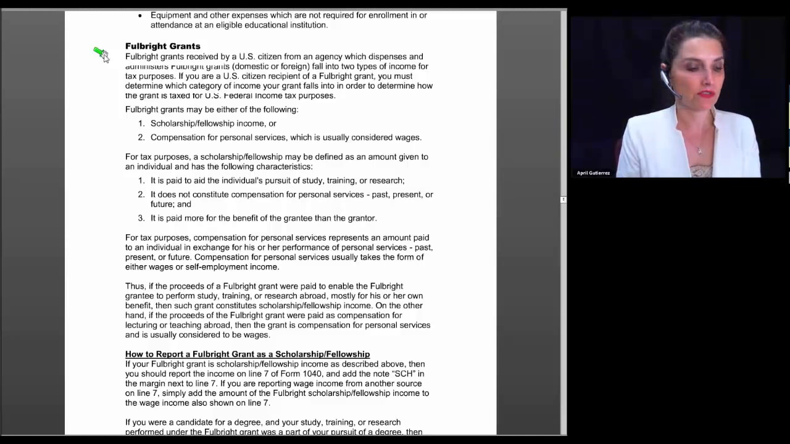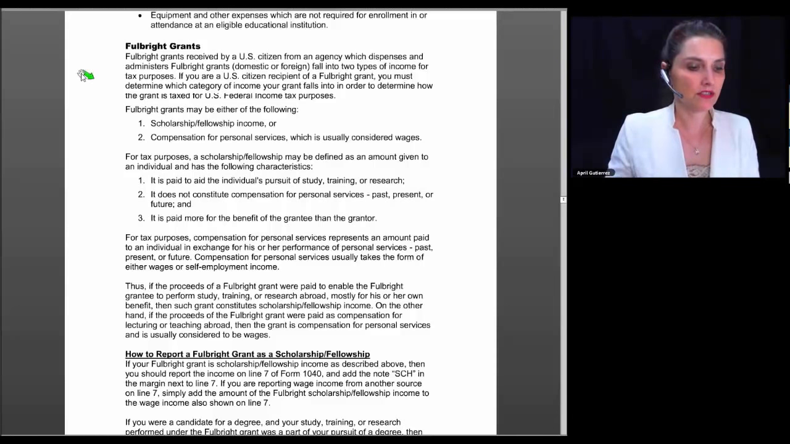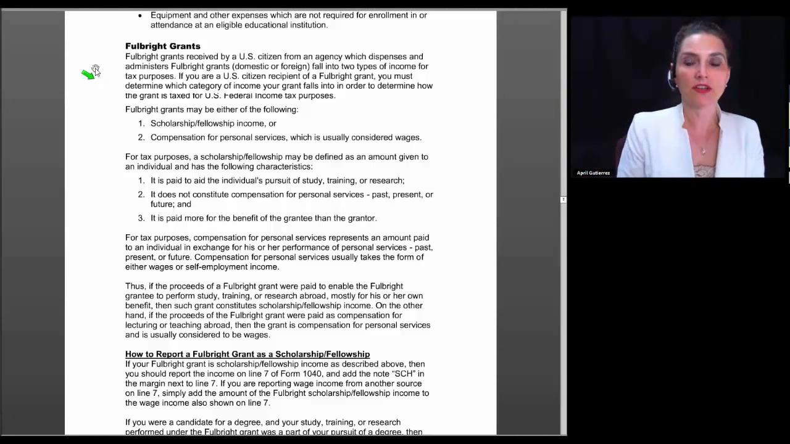Now, Fulbright grants, there's not a lot of those out there, but I certainly have a client who's been coming to me for several years who receives these quite regularly, in fact, every year. He is traveling to Europe under a Fulbright grant, and so there are some special rules that you should understand about Fulbright grants. Fulbright grants that are awarded to U.S. citizens usually come from an agency that dispenses and administers these, and it could be a domestic Fulbright grant organization or a foreign one. And for tax purposes, those Fulbright grants really fall into two categories.